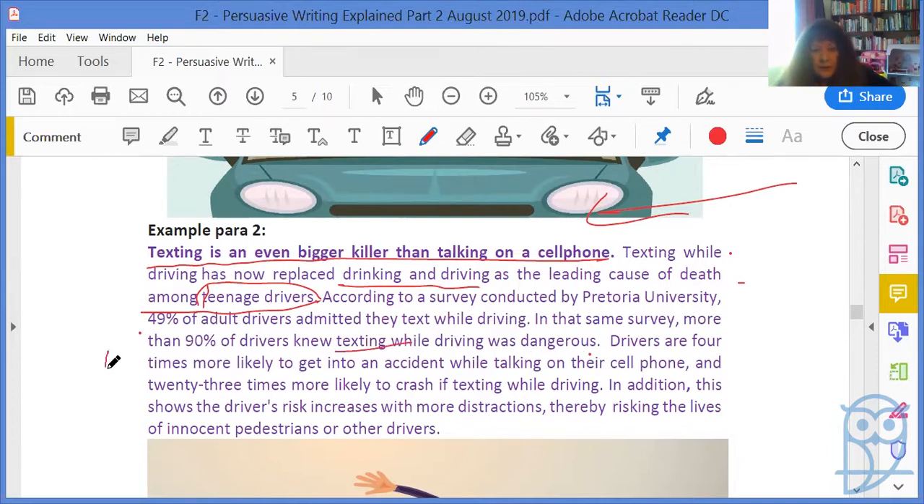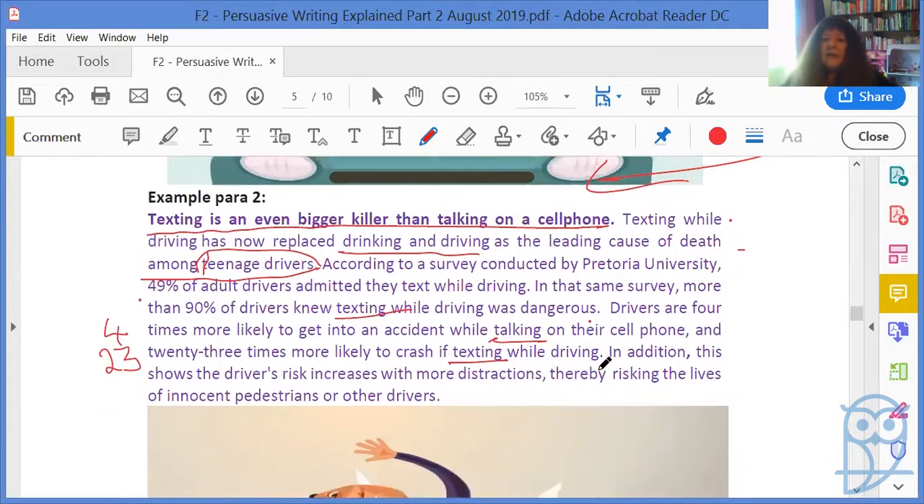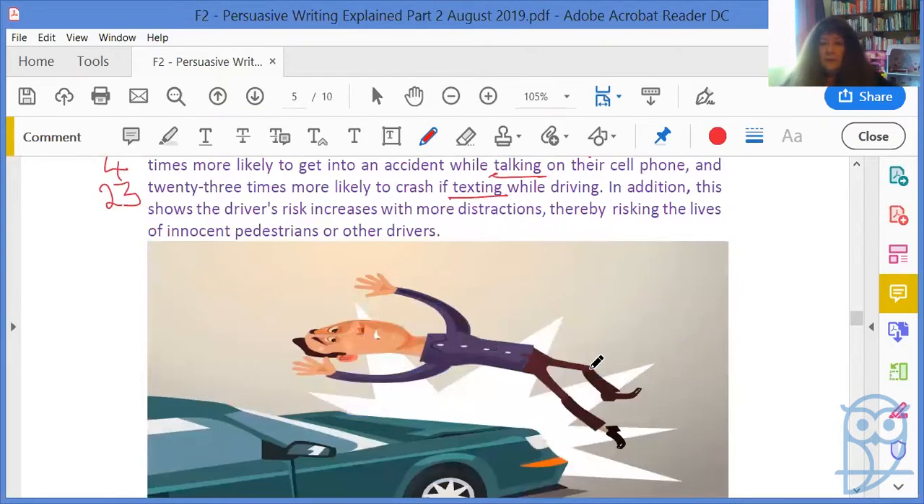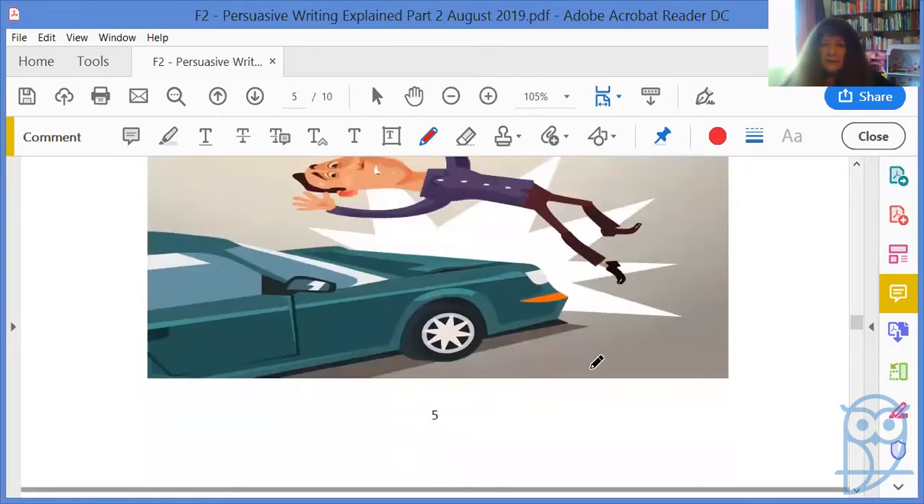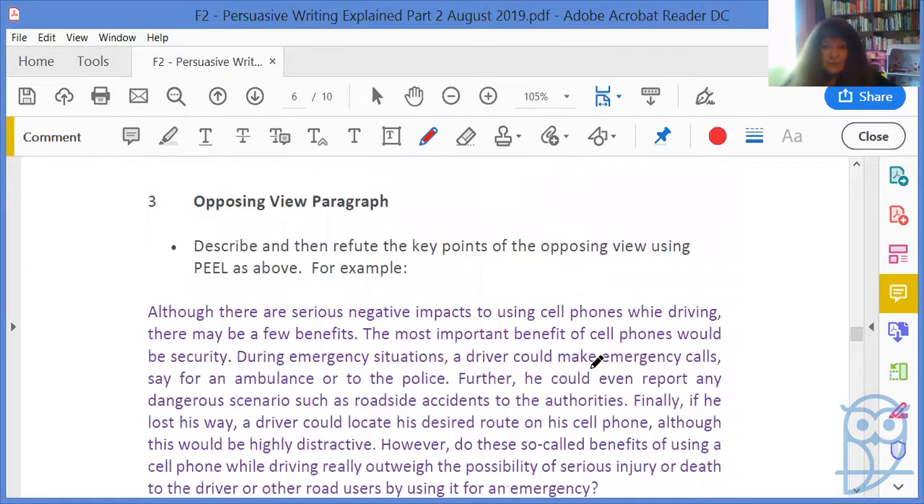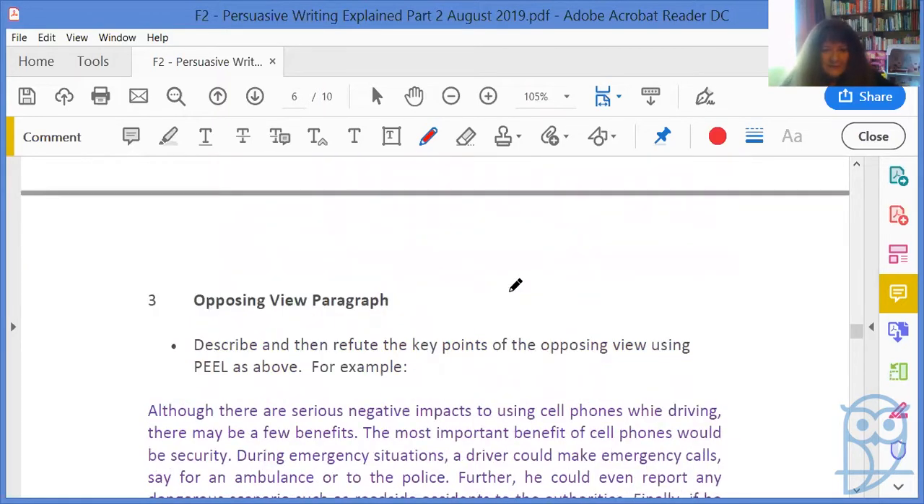Drivers are 4 times more likely to get in an accident while talking on their cell phones and 23 times more likely to crash if texting. So you see how dangerous and risky that is. In addition, this shows the driver's risk increases with more distractions, thereby risking the lives of innocent pedestrians and other drivers. If you hit someone going at a speed, they're going to end up either dead or worse, who knows.